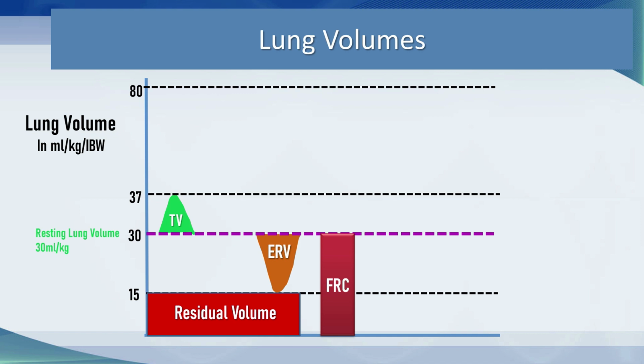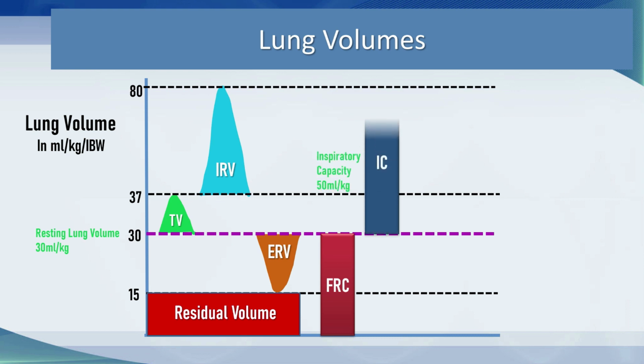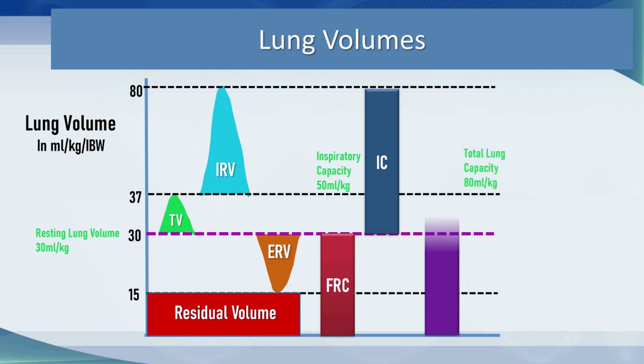Now, the lungs aren't half inflated. They inflate to where they inflate. They're elastic objects. So to inflate them further, you have to stretch them up. But you can stretch the lungs up another 40 or so mils, and that is known as the inspiratory reserve volume. And the inspiratory capacity then is everything that's above FRC, and that's about 50 mils per kilo, giving a total lung capacity of 80 mils per kilo. So that's what you have, 80 mils per kilo of total available lung tissue.